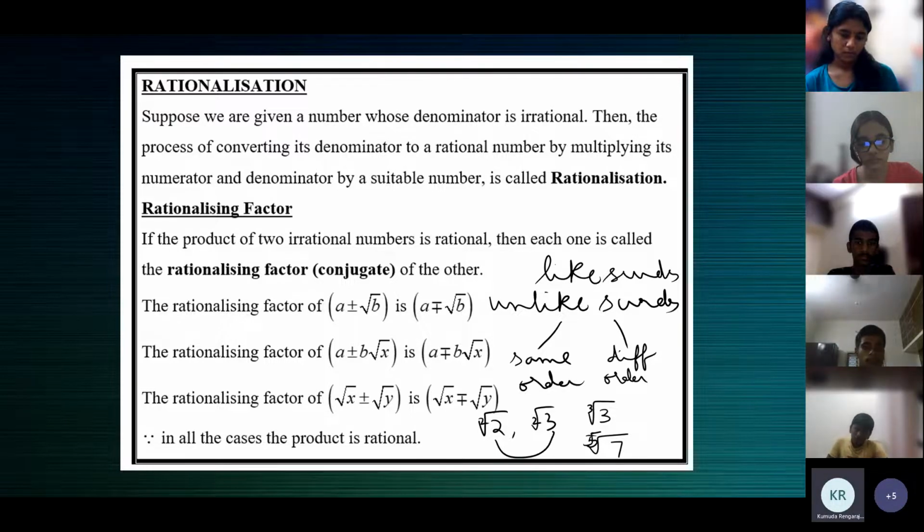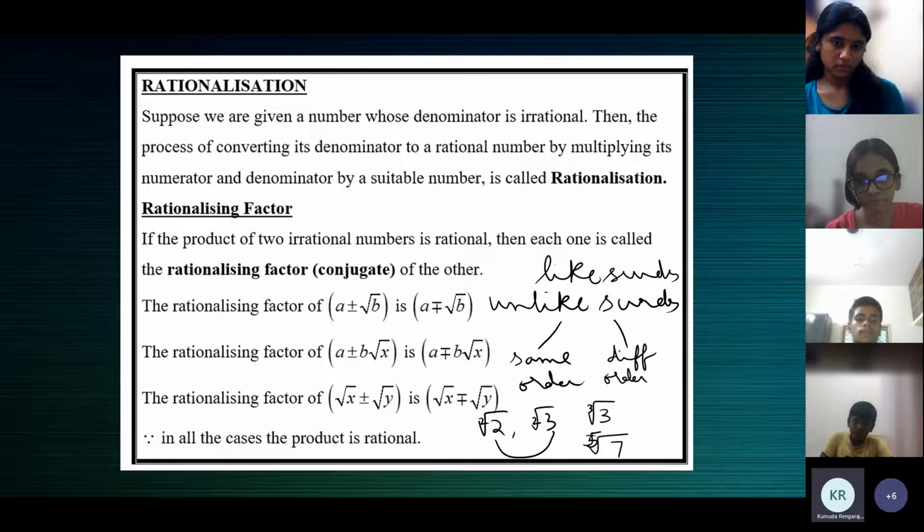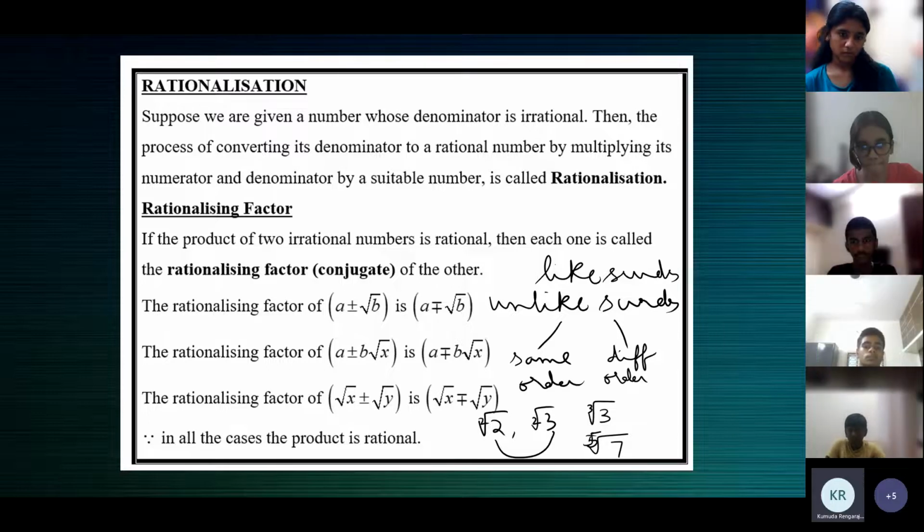Unlike surds, you cannot perform addition and subtraction. You can multiply or divide. Similar to algebra, like terms, unlike terms. What can you do with like terms? What can you do with unlike terms? Like terms, you can perform all the 4 mathematical operations. You can add and subtract. Most importantly, like terms can be added and subtracted. Same thing here, like surds, you can add, subtract, and of course you can multiply and divide.